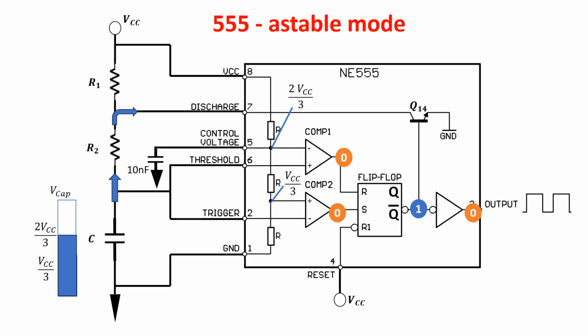When the voltage across the capacitor reaches VCC divided by 3, comparator 2 goes high, giving a set pulse to the flip-flop, which goes low, switching off Q14 and putting the 555 output to the high value. At this point, the capacitor starts charging again and the cycle is repeated.